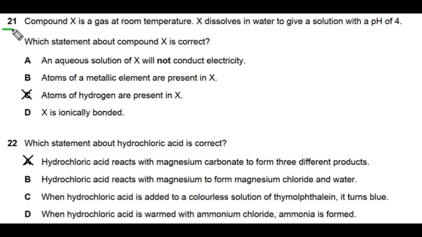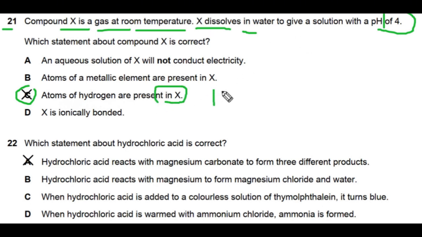Number 21. Compound X is a gas at room temperature. X dissolves in water to give a solution with pH 4. That means pH 4 is an acidic solution. So the answer will be C. Atoms of hydrogen are present in X.